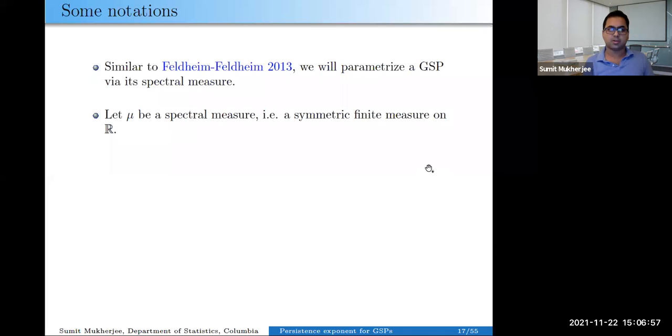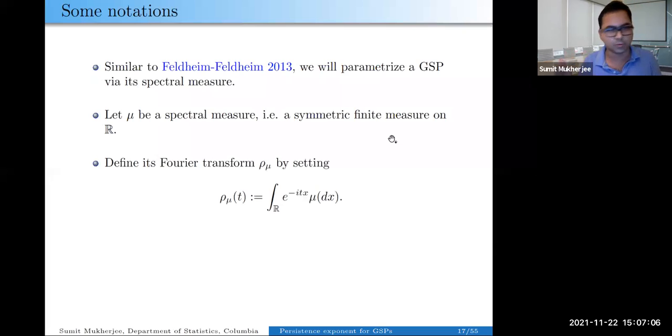And so just to set the notation, mu is a symmetric finite measure on R. Whatever I'm doing on R, I can do on Z, meaning we can take a discrete time process as well. But in this talk, I'm going to focus entirely on R.